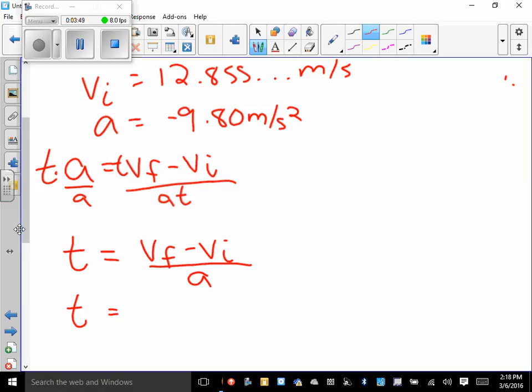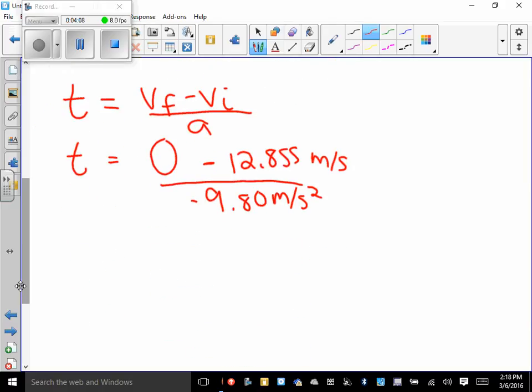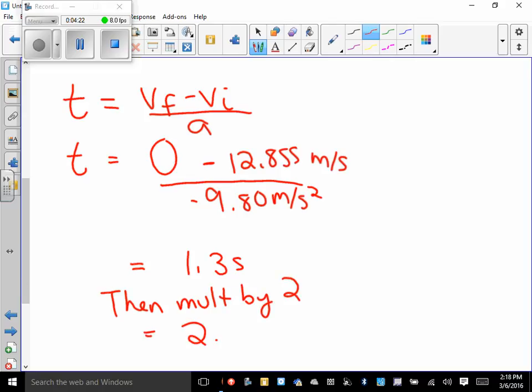Putting in the values, V final we said was 0, subtract 12.855. I would actually put in all the decimals when I go to do this. Meters per second divided by negative 9.80 meters per second squared. I would get my time to be 1.3 seconds. Then multiply by 2. When I round that off, I get 2.6 seconds, exactly the same as I got with the other method.